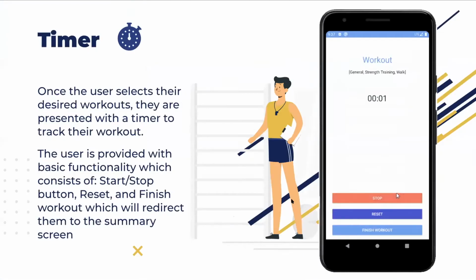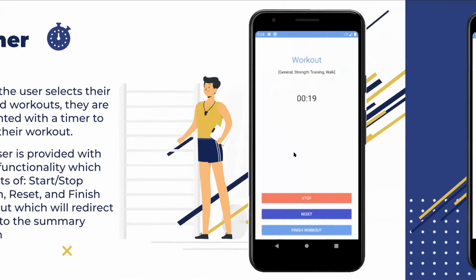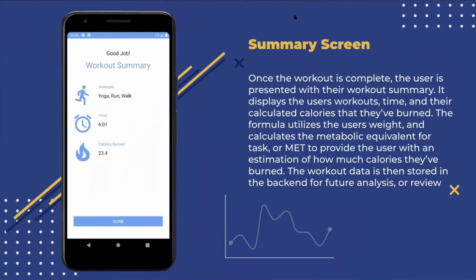And once the user selects the workouts, the user is presented with the timer to track their workout. The user is provided with the basic functionality, which consists of the start/stop button, reset, and finish workout, which will redirect them to the summary screen. And this will be the summary screen.